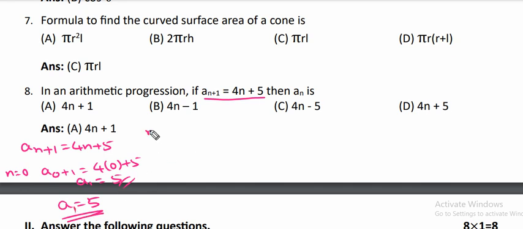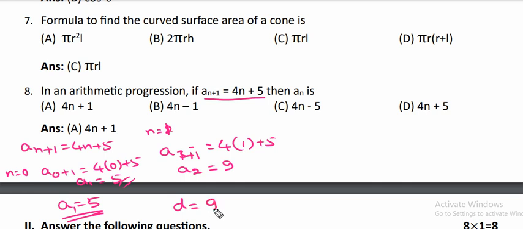If you put n is equal to 2, what does it give you? Sorry, you put n is equal to 1. A of 1 plus 1 is equal to 4 into 1 plus 5. That gives you a2, the second term. 4 plus 5 is 9. The second term is 9. So therefore we have to find out the value of d. The value of d means 9 minus 5, that is equal to 4. The value of d is 4.